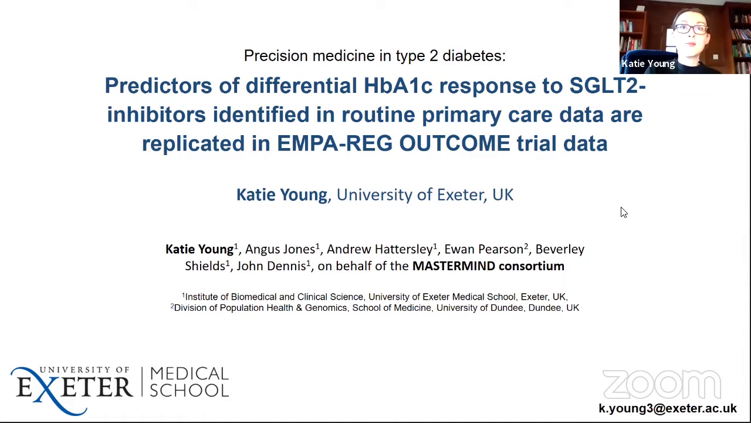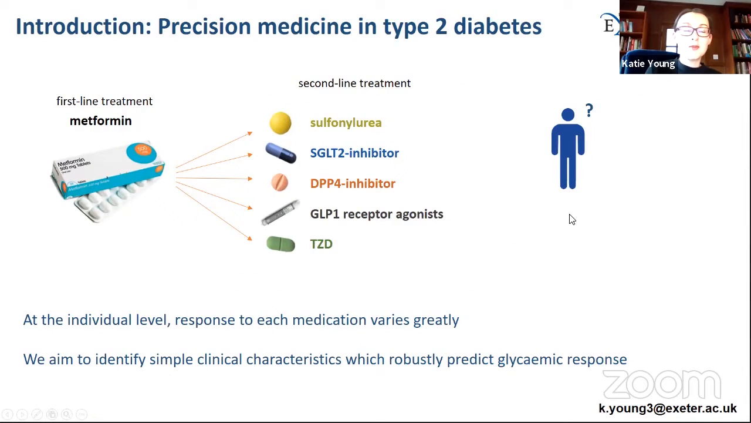So yes, I'm going to talk about predictors of glycemic response to SGLT2 inhibitors. As an introduction, for most people with type 2 diabetes, after diet and lifestyle interventions, they're prescribed metformin as their first-line treatment. And if or when this fails to adequately control blood glucose levels, there are a number of different classes of medication which can be prescribed as a second-line treatment. And at the individual level, responses to these different medications appear to vary greatly. So given this, we aim to identify simple clinical characteristics which robustly predict glycemic response, and so could be used to optimize second-line treatment choice for an individual.